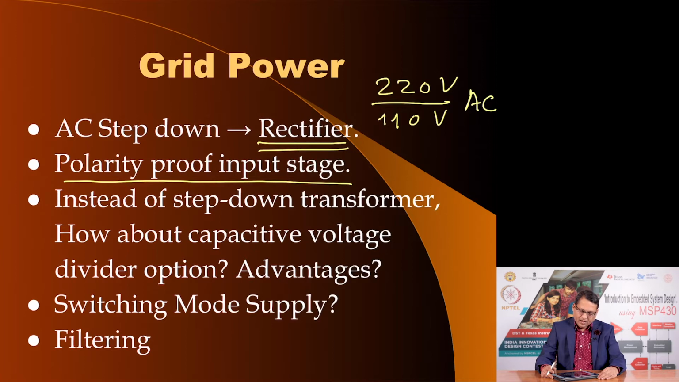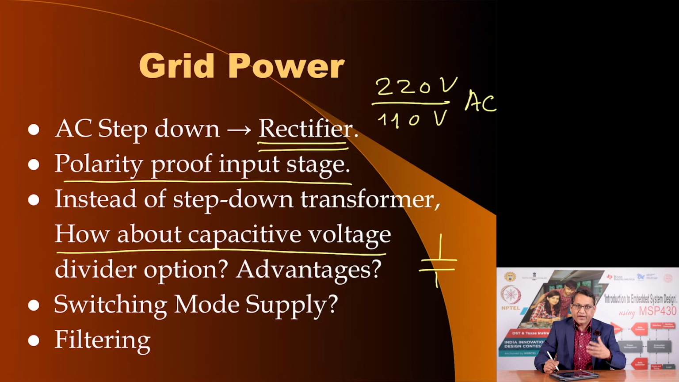Another way is that instead of using a step down transformer, which is the case in most situations, can you reduce the voltage by any alternative means? Because a step down transformer is bulky and expensive. Is there a way to reduce the voltage in some way? One method that is often used is a capacitive voltage divider. Think of it like this: if I have an AC voltage source, I can create a voltage divider using two resistors, but I can also create a voltage divider using two capacitors.